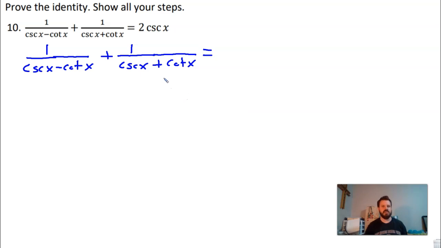Well, when it comes down to it, these are just two big, ugly, nasty fractions, and we can combine those, we can add them together. To do that, I'm going to need a common denominator, and basically that's just going to be cosecant x minus cotangent x and a cosecant x plus cotangent x. So this one's missing the plus. I'm going to multiply by cosecant x plus cotangent x on top and bottom.